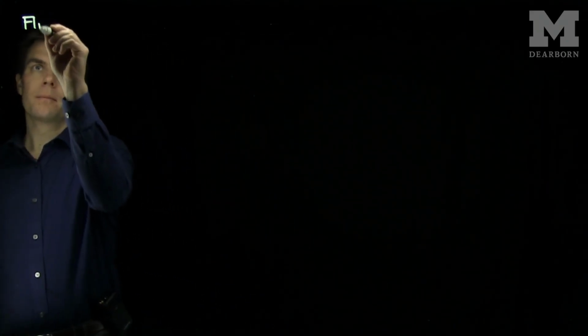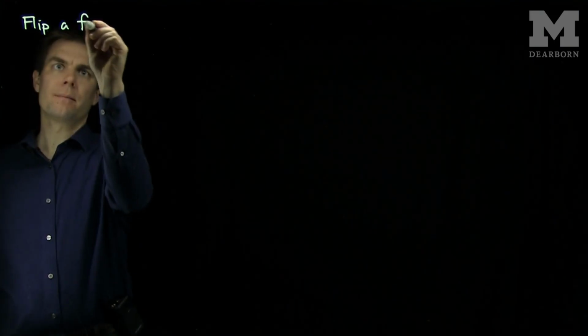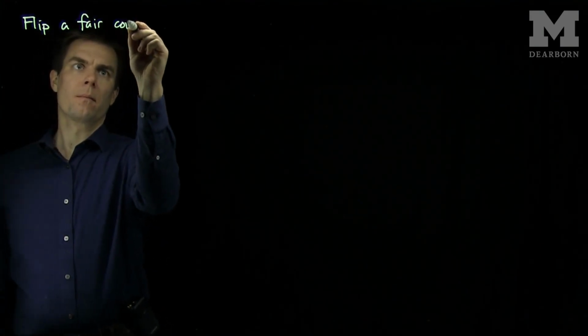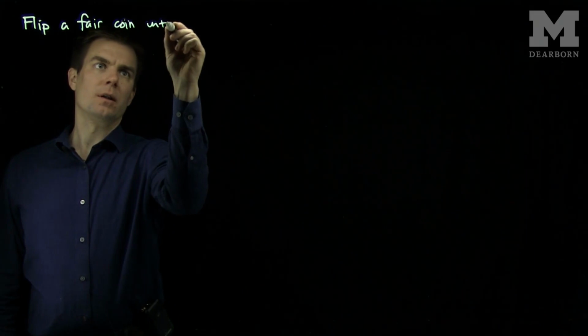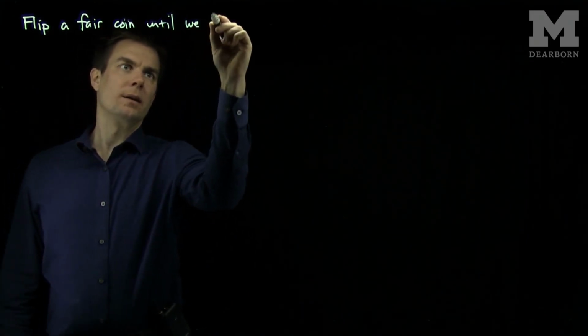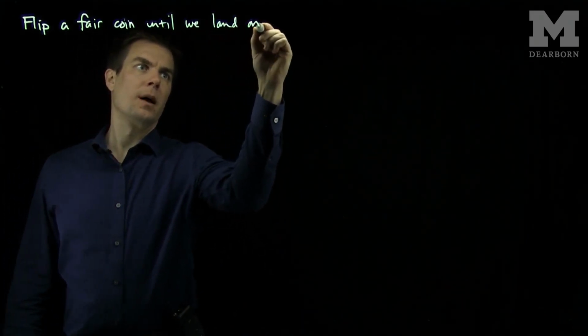Hello students, in this video we'll see an example of using a geometric random variable. Let's flip a fair coin until we land on heads.